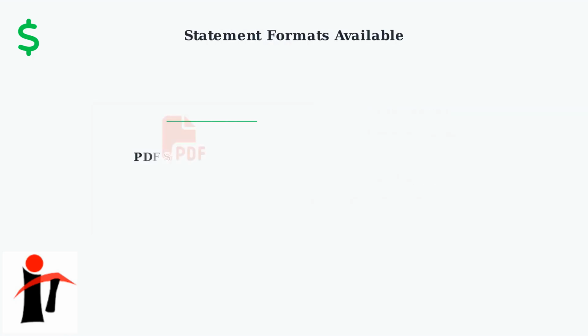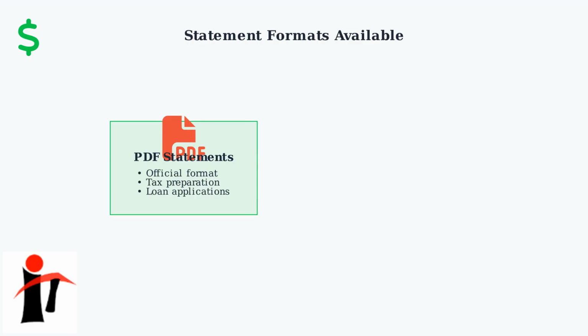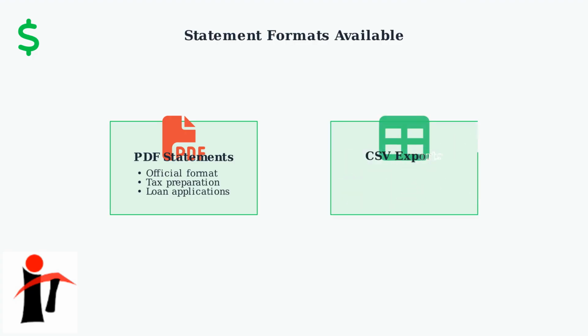Cash App offers statements in two main formats. PDF statements are perfect for official purposes like tax preparation and loan applications, providing a clean, professional format that's widely accepted. CSV exports are ideal for detailed financial analysis. They can be opened in Excel or Google Sheets, making it easy to create budgets, track spending patterns, and perform custom analysis of your transaction data.